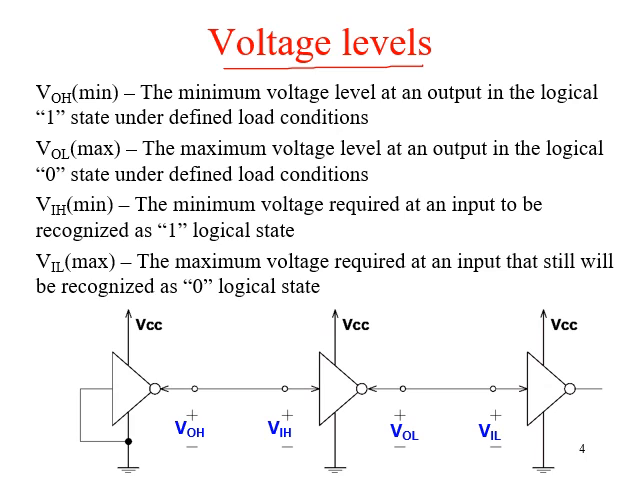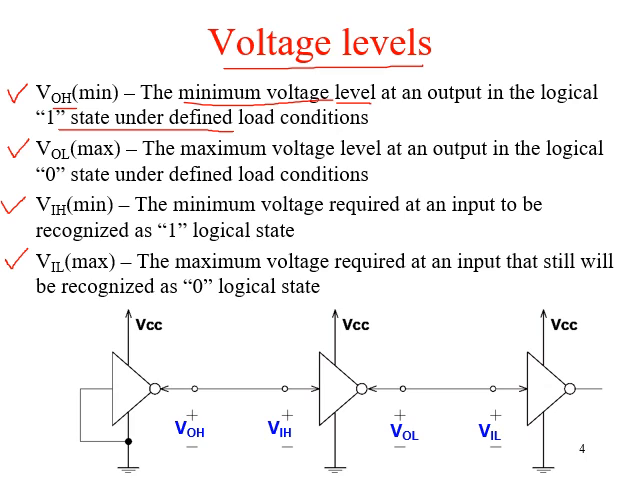And from where do you find these predefined levels? You can find them in the data sheet which you get when you buy an IC. In the data sheet, these four important voltage levels are always mentioned. These are VOH, VOL, VIH and VIL. So let us understand what these actually are. VOH is the minimum voltage level at the output in the logical 1 state under defined load conditions. So at the output, when we are getting a 1, this is the minimum voltage level. Suppose VOH is, let's say, 4.2 volts. So 4.2 volts is the minimum voltage level at the output in logic 1 state for given load conditions.